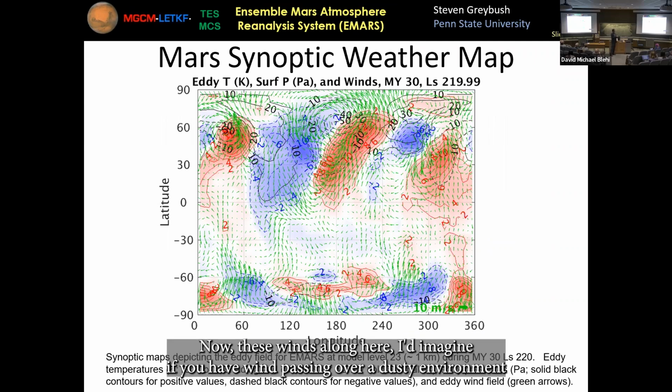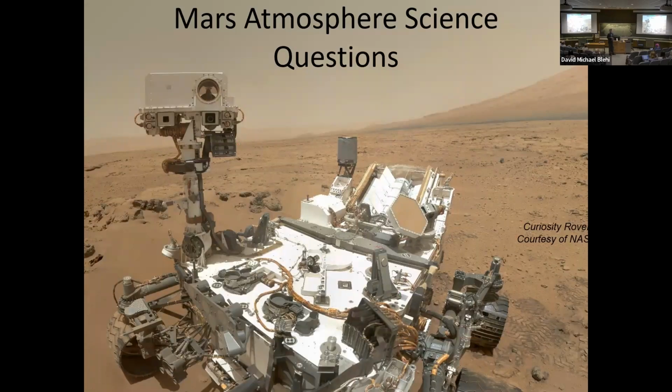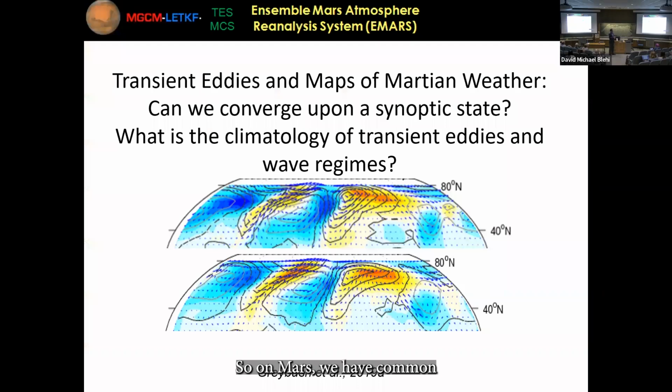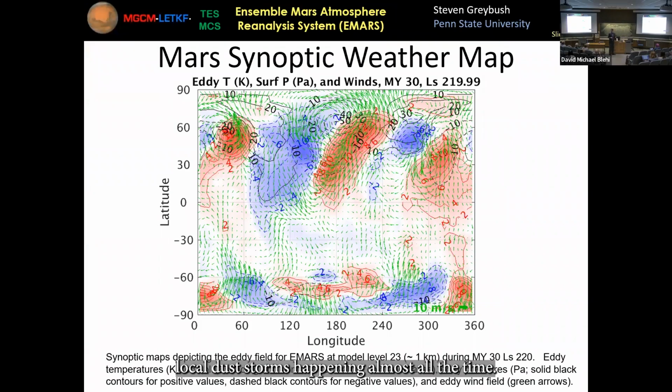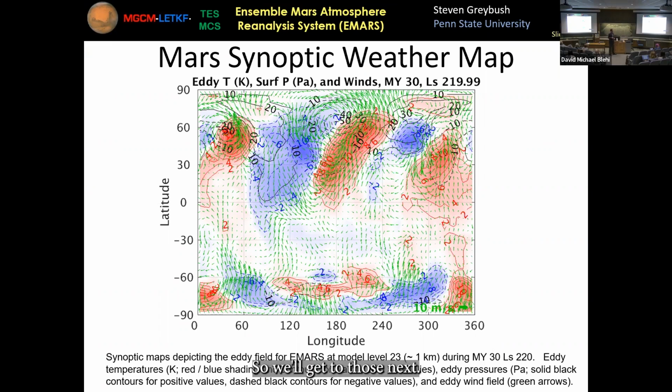Now these winds along here, right? Imagine if you have wind passing over a dusty environment like you saw with Curiosity. What do you think is going to happen to that dust? That dust can get lifted by the winds, and that can be the start of a dust storm. So on Mars, we have common local dust storms happening almost all the time. Along this cold front, you have some winds, you have a little bit of dust lifted. But then for the next bigger size storms, we want to think about what's going to be happening uniquely. Okay, so we'll get to those next.